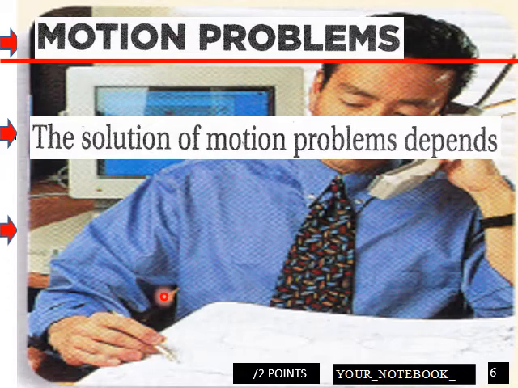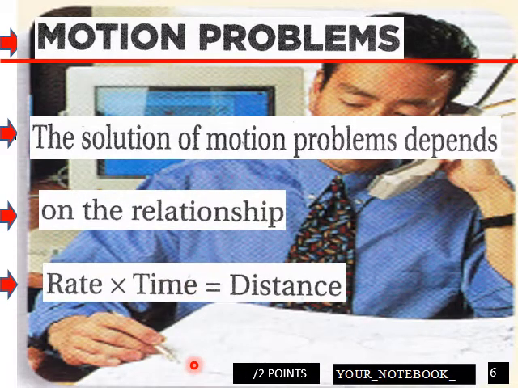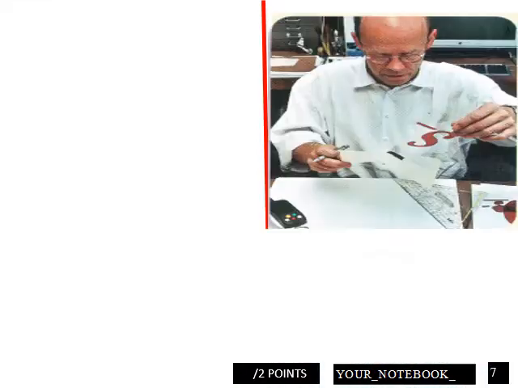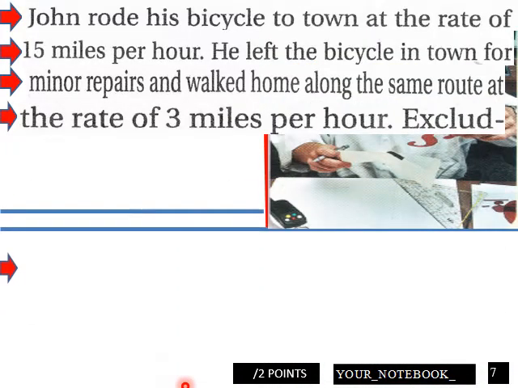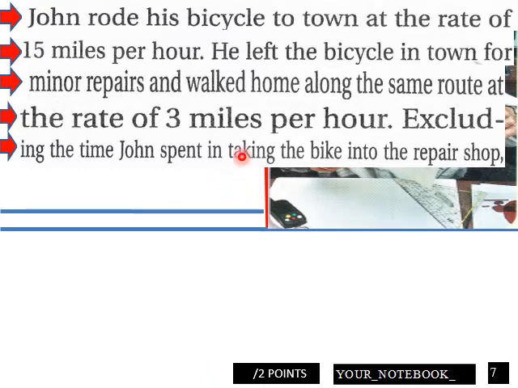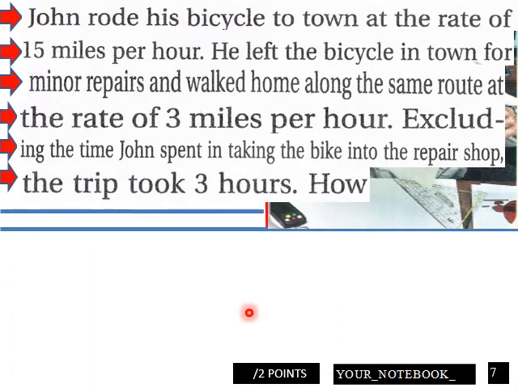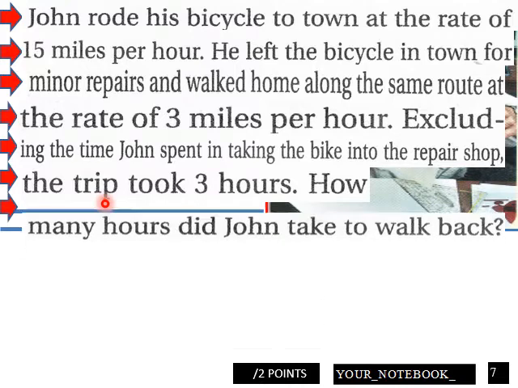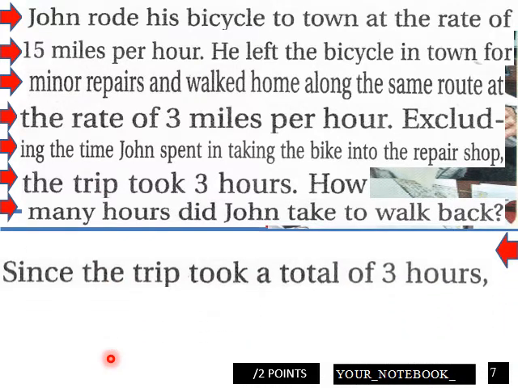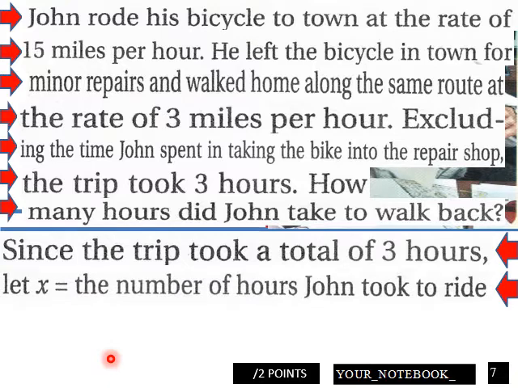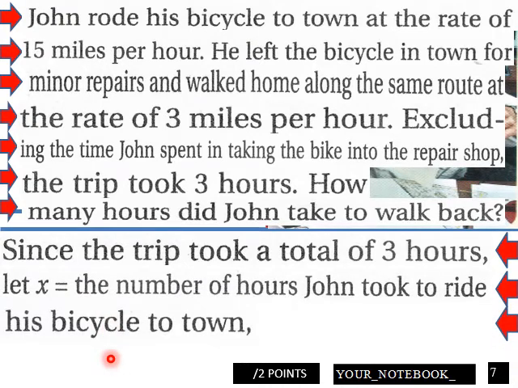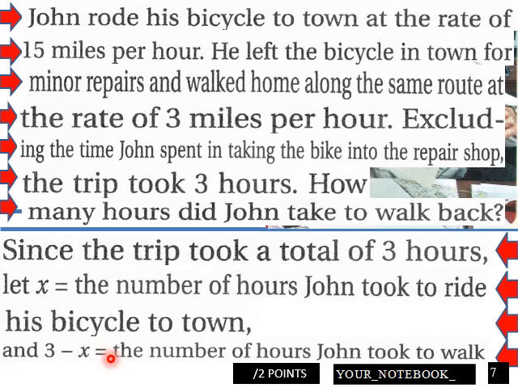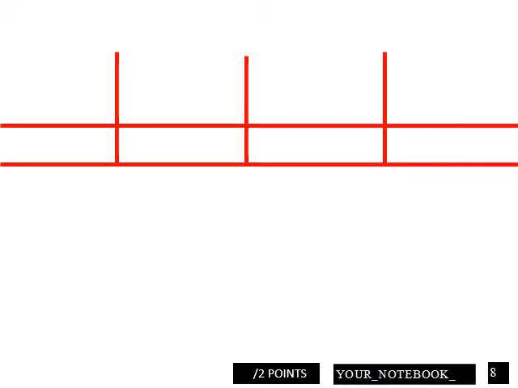Motion problems. The solution of a motion problem depends on the relationship of rate times time equals distance. So, for example, John rode his bicycle to town at a rate of 15 miles per hour. He left his bike for minor repairs and walked home at 3 miles per hour, excluding time spent taking the bike into the repair shop. The trip took 3 hours. How many hours did John take to walk back? Let x equal the number of hours John took to ride his bicycle, so 3 minus x equals the number of hours John took to walk.